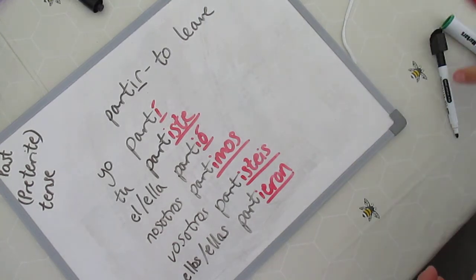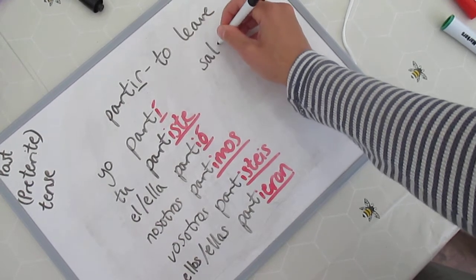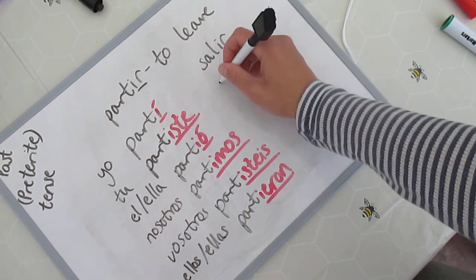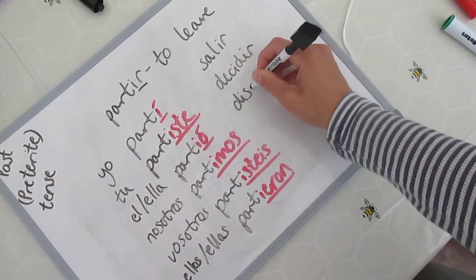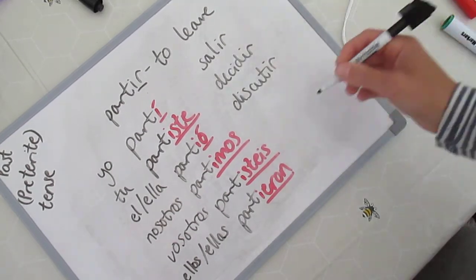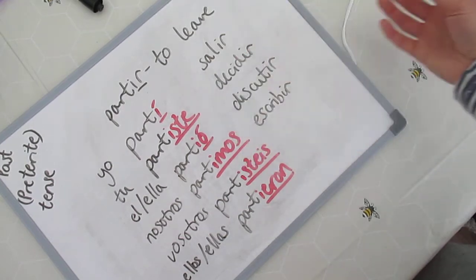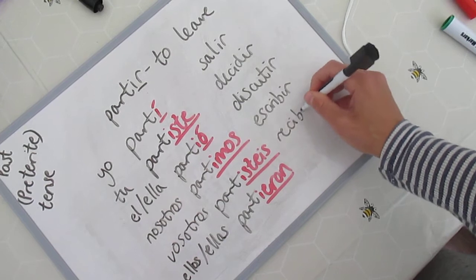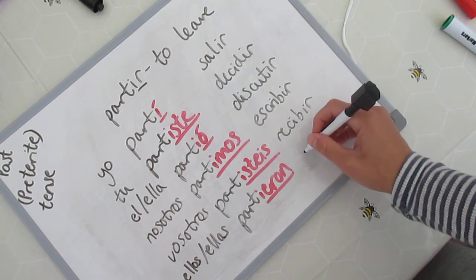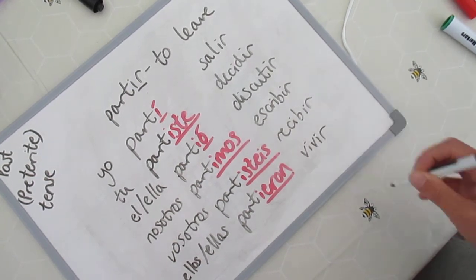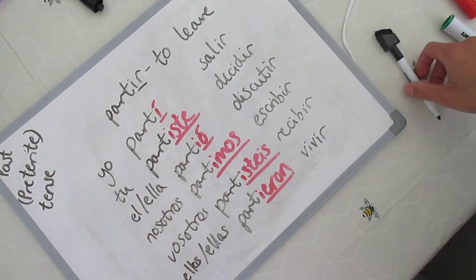So have a go at these verbs yourself now. For yo, for I, have a go at salir. For tú, have a go at decidir, that's to decide. Discutir, to discuss or to argue. Escribir, for nosotros, that's to write, so we wrote. Recibir, that's to receive, so have a go at that for you all, to receive a present or something. And then vivir, to live, have a go at that for they. Pause the video, unpause it when you're done, and we'll have a look at the answers.